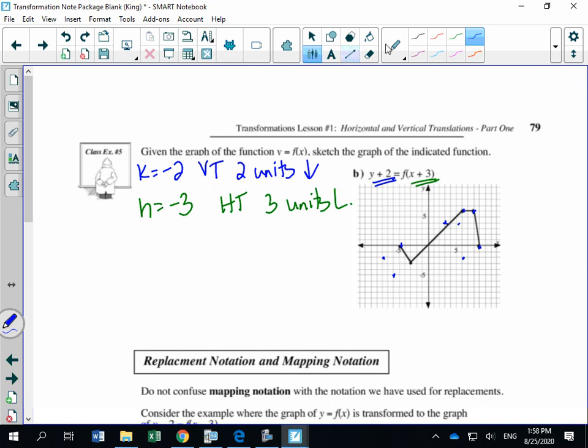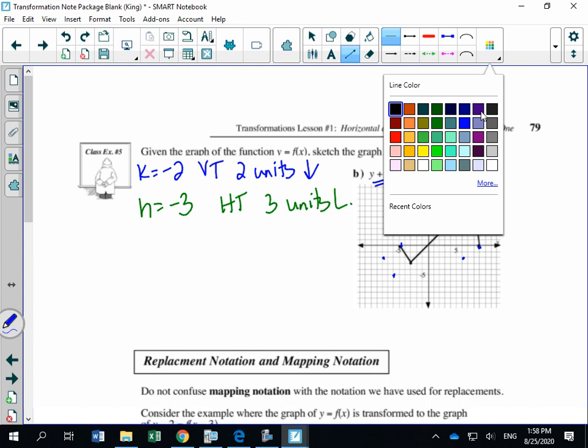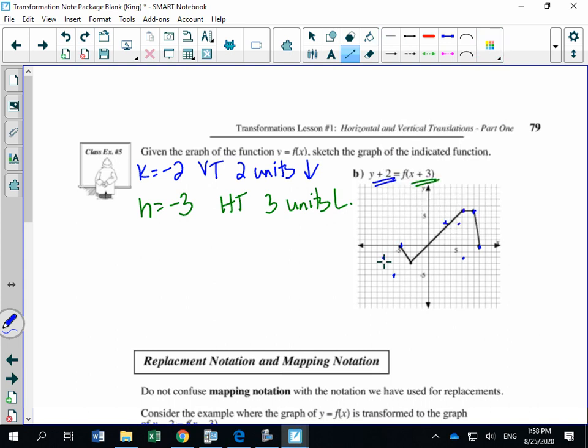Okay, then you'll get a ruler, and you will join your coordinates.